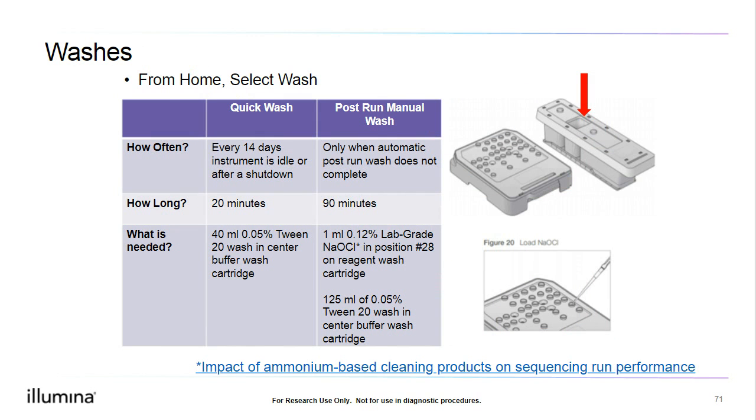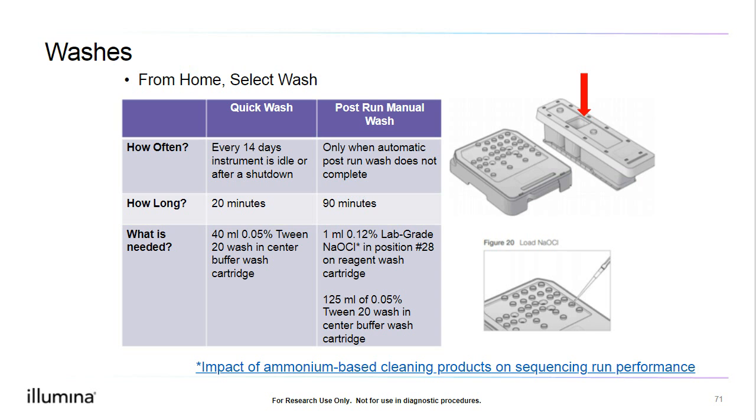There are two types of washes available on the NextSeq, a quick wash and a post-run manual wash. These can be selected by selecting Wash from the home menu. The quick wash is performed every 14 days the instrument is idle or after a shutdown. This takes about 20 minutes and only requires a 0.05% Tween solution that is placed in the buffer wash cartridge, as shown by the red arrow.